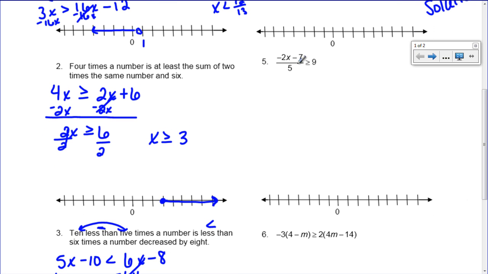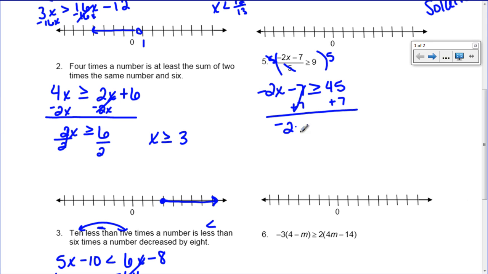Number 5 here, I've got to get x by itself. And so I've got to get rid of this thing that looks like a fraction, this dividing by 5. So I'm going to multiply both sides by 5 first off. So this 5 will cancel that 5. So I have negative 2x minus 7 is greater than or equal to 45 because I multiplied by 5. I don't have x's to combine, so I can leave this over here on the left. I'm going to add 7 to both sides. So I have negative 2x is greater than or equal to 52.